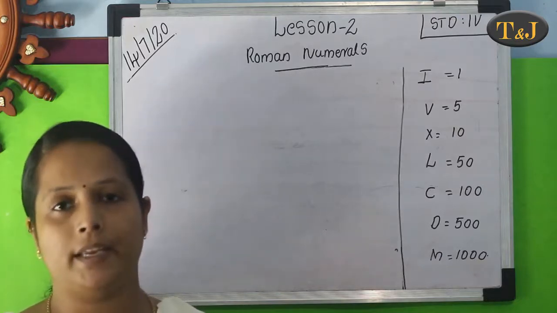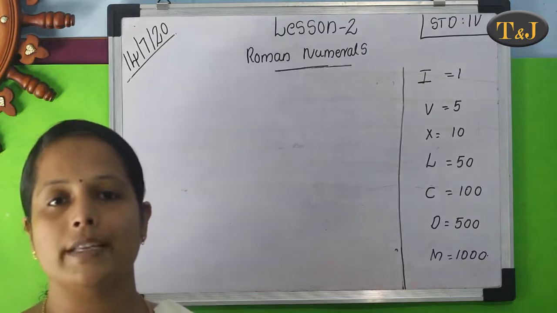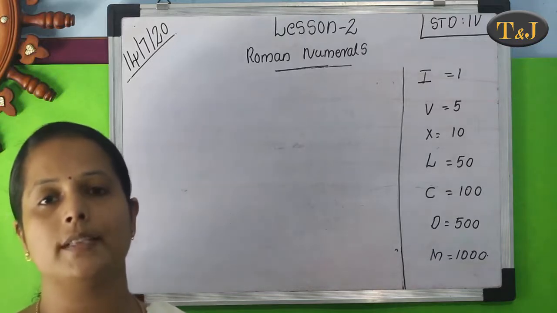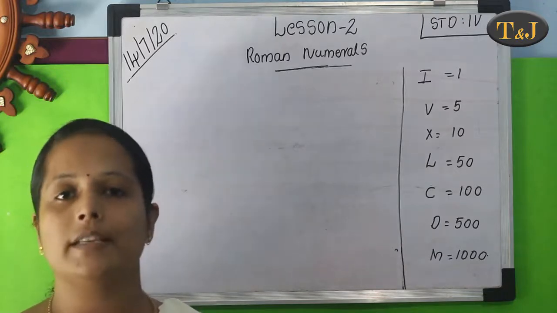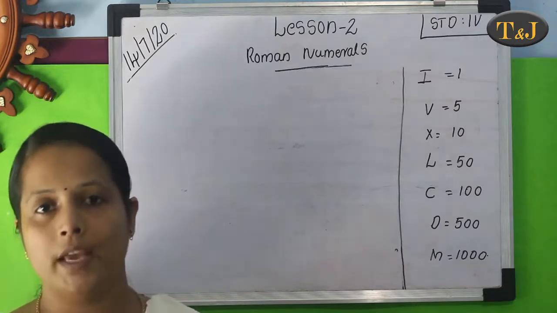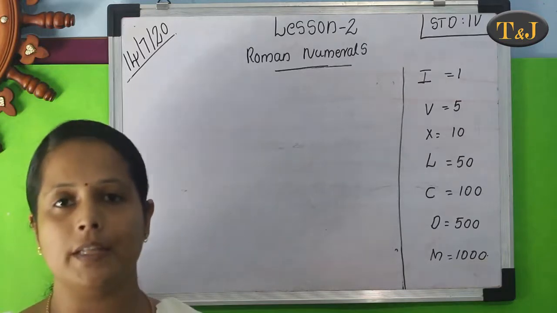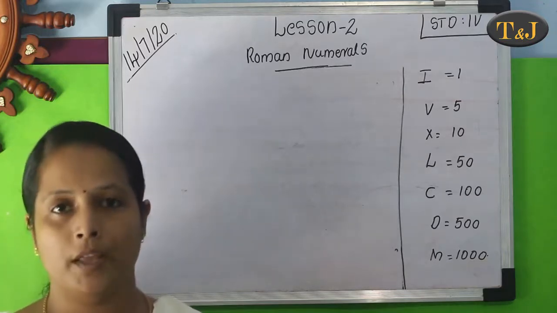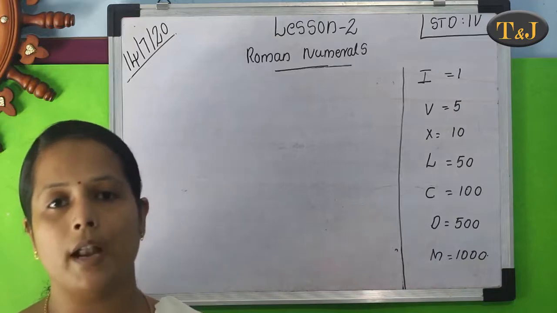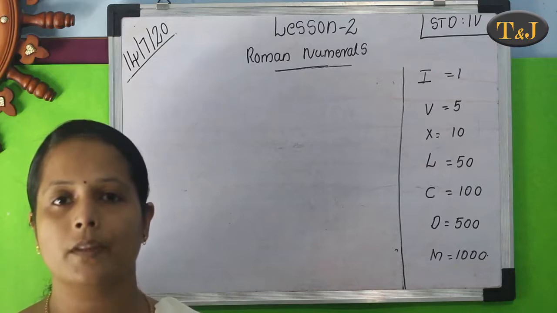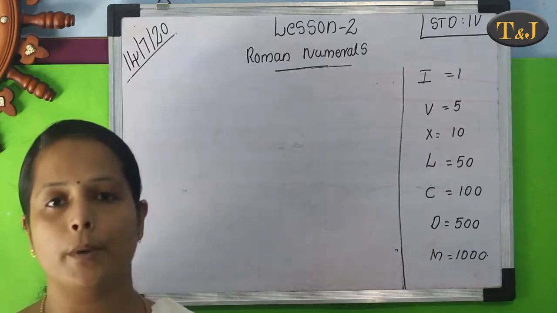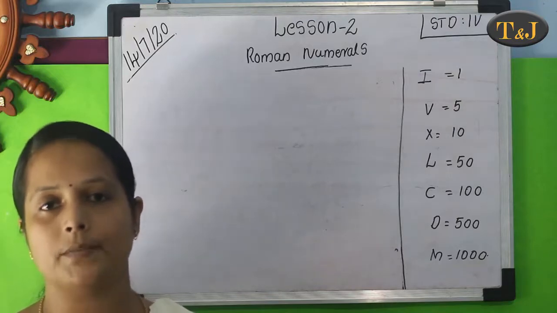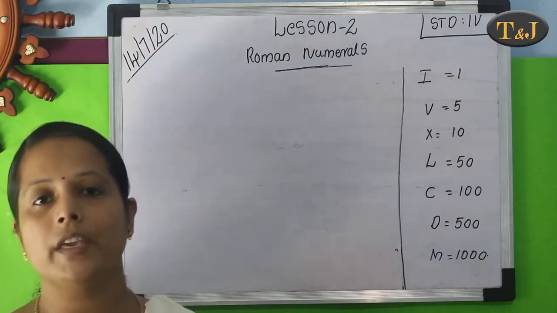Then rule number 3. When we want to write a smaller number, suppose the example is 4. How can we write the number 4? We know that the number 5 is written as V. Then subtracting 1 from this number, that is 5 minus 1 equals 4. So here our Roman numeral for 5 is V. Then in front of that, on the left side of the Roman numeral for 5, we write I. That is IV equals 4.